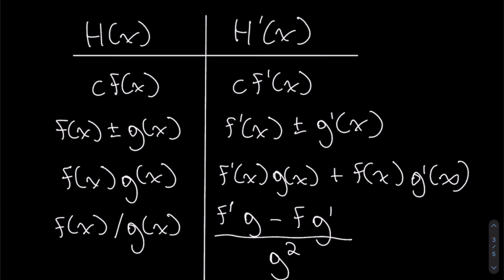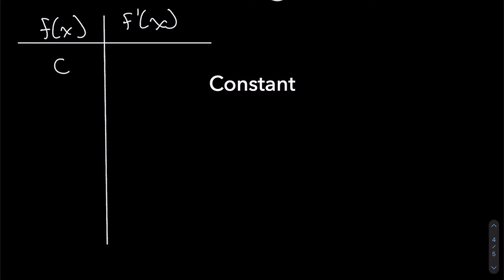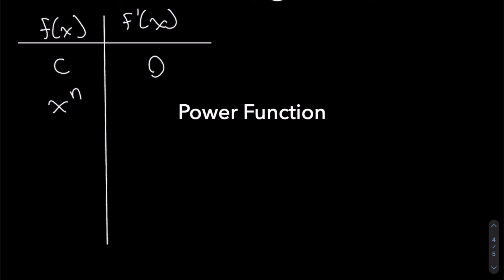Now also with the definition of the derivative, or using the derivative properties that I've written here, you can find the derivative of several base functions. So in the left column, I'm going to put the function, and in the right column, I'm going to put the derivative of the function. So first, if we have a constant, then the derivative is 0. If we have a power function, which is x to the power of any real number n, then the derivative is n times x to the power of n minus 1. So you bring the exponent down and subtract 1 off the exponent.